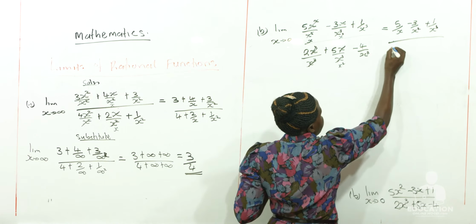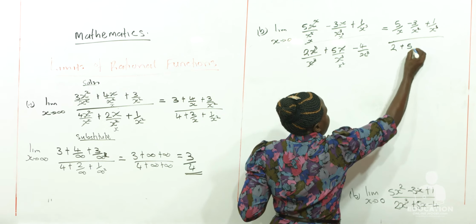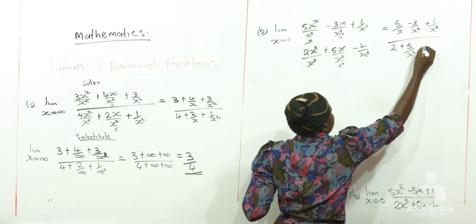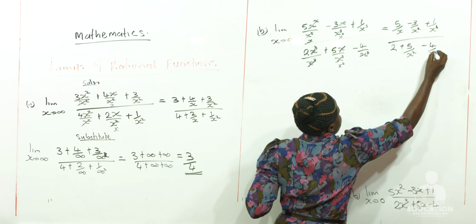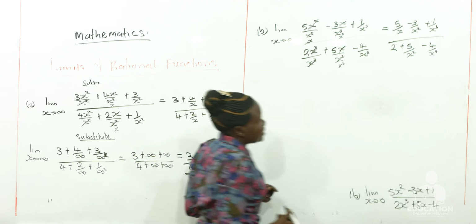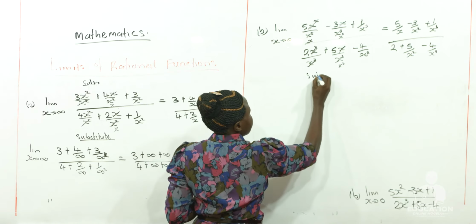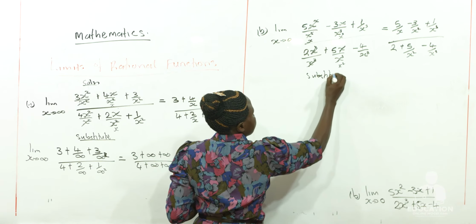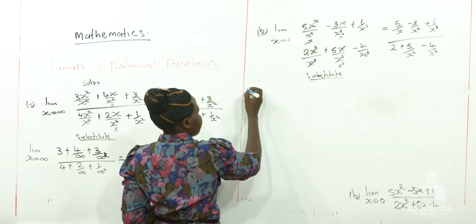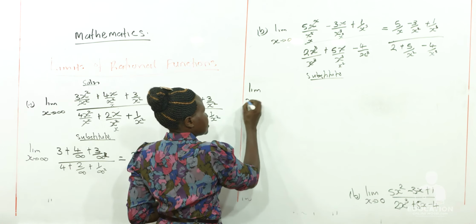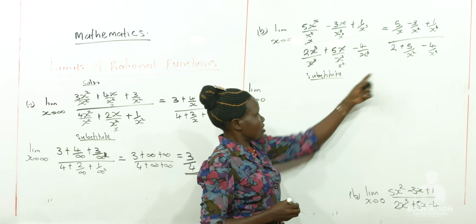So here we shall have 2 plus 5 out of x squared, and then minus 4 out of x cubed. So at that level, that is where we are going to do our substitution. So you substitute. When we substitute, we say x is approaching to 0, meaning that x now is 0.